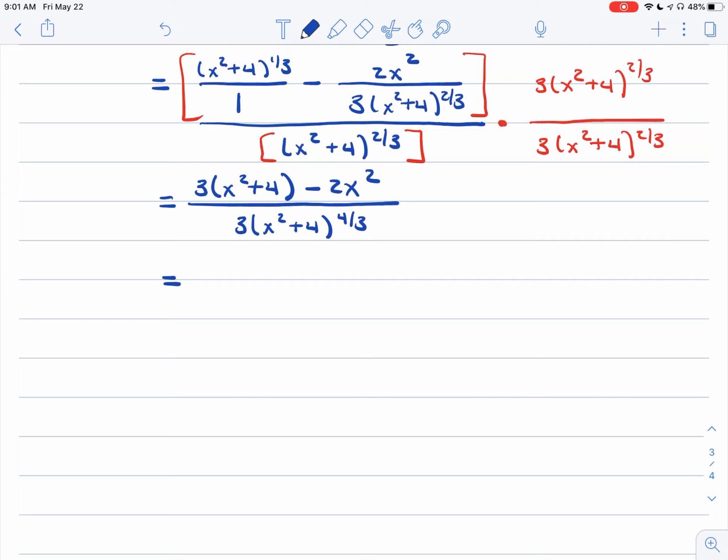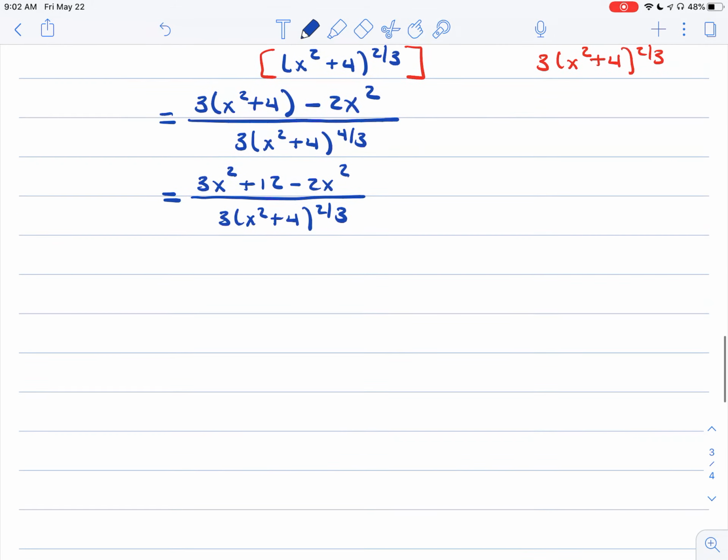Distribute that 3 in the numerator to give us 3x squared plus 12, and so minus a 2x squared. And that's all over 3 times x squared plus 4, all raised to the 2/3. And then combine our like terms. Then we get x squared plus 12, and that's all over 3 times x squared plus 4. Oh, I'm sorry, that's a 4/3 right there. Same thing down here, to the power of 4/3.